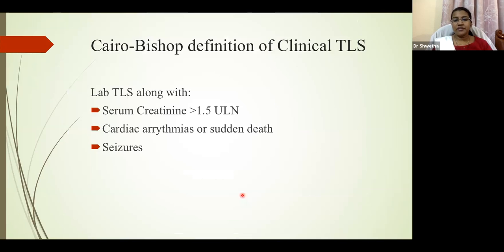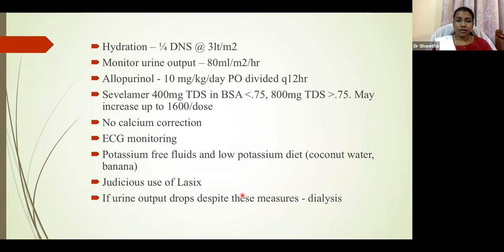Cairo-Bishop also gives the definition of clinical TLS. So that is lab TLS along with a serum creatinine of more than 1.5, presence of any cardiac arrhythmias or sudden death, and presence of any seizures. So now this patient, we know he is in TLS. So how do you manage this child?